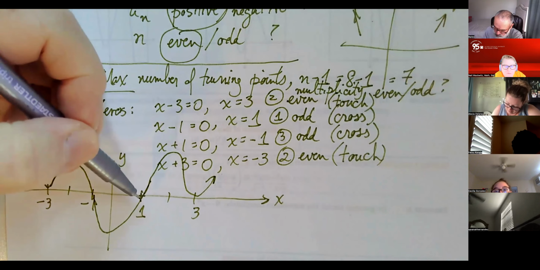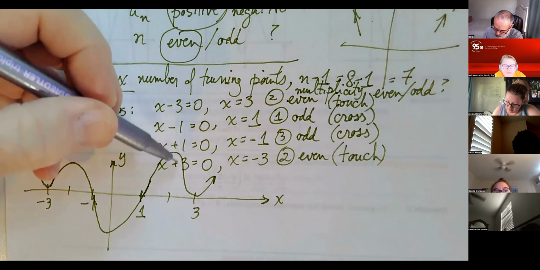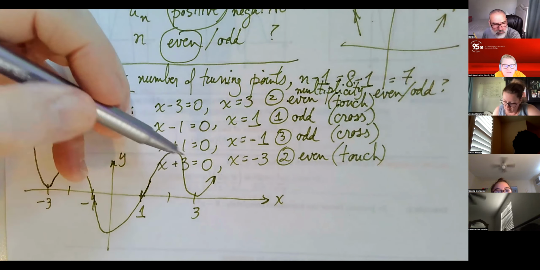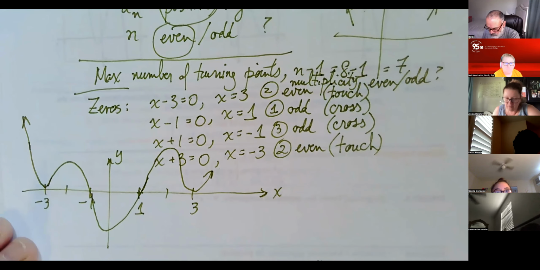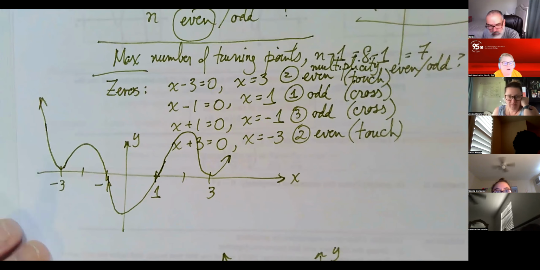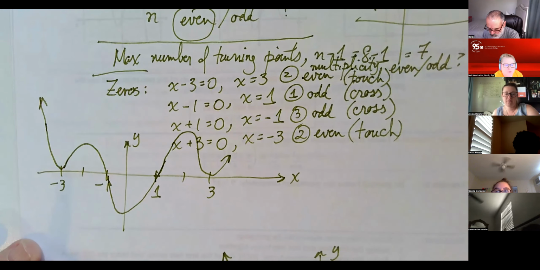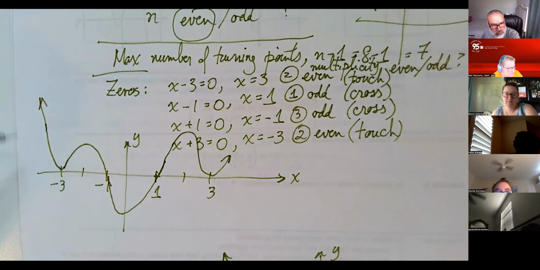In order to get from 1 back down to 3, I have to turn. So let's count the number of actual turning points for this graph, starting from the left. Yeah, Alicia.